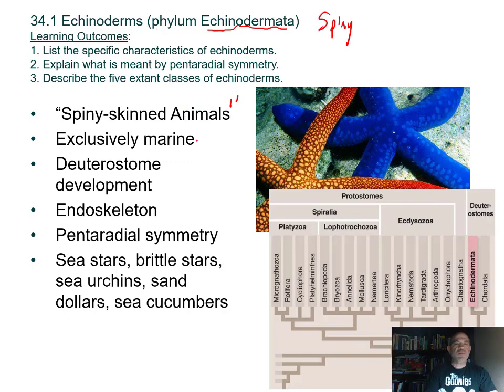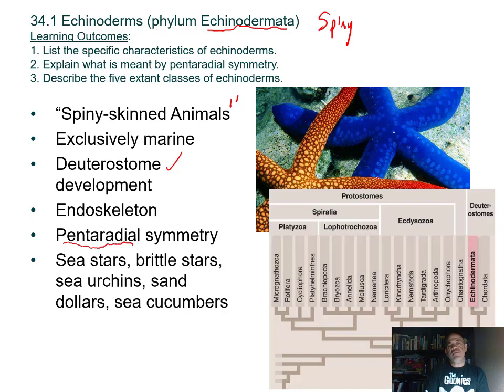They're all exclusively marine. And they are deuterostomes, so they have deuterostome development, radial cleavage, for example, indeterminate cleavage. Their second opening becomes the mouth. It's in the name, stoma. They have an endoskeleton, and so that means the skeleton is underneath their epidermis, or deeper than that. And they have pentaradial symmetry. So there's a radial symmetry here.